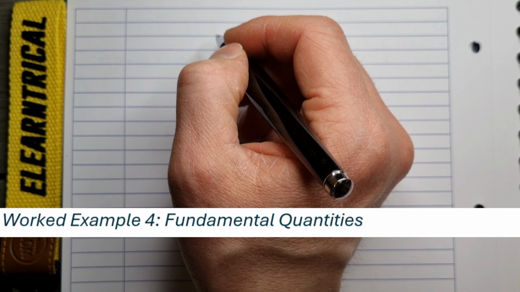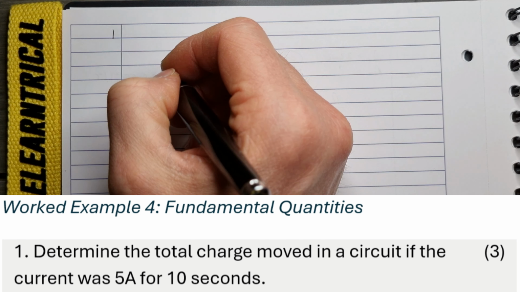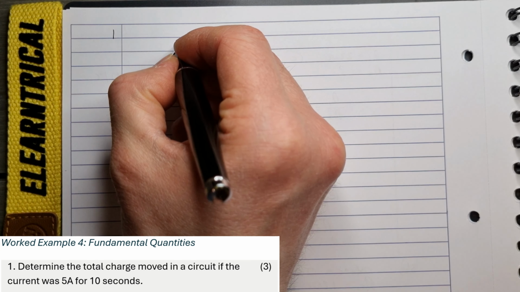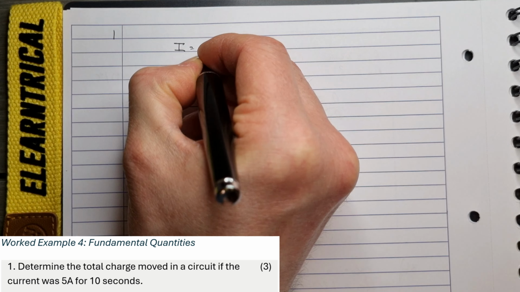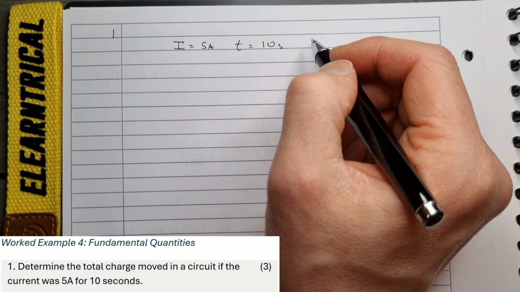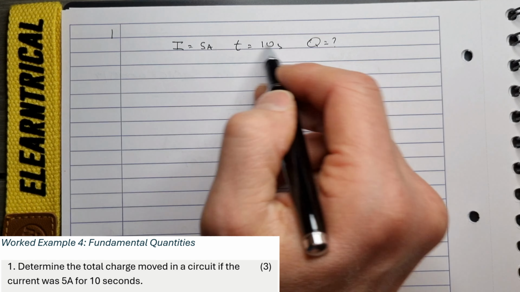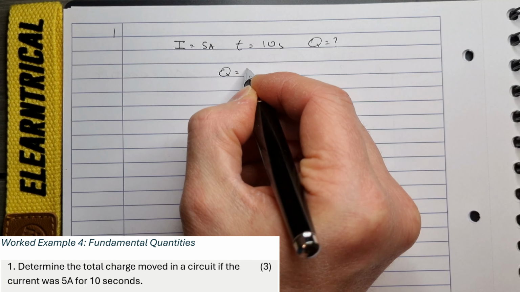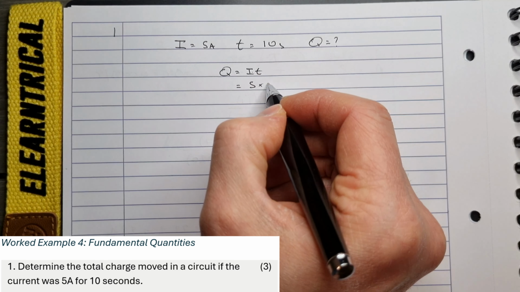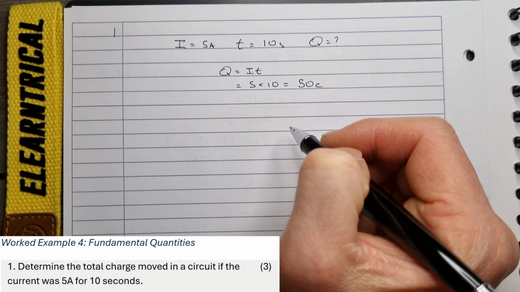Worked example 4, fundamental quantities, question 1. Determine the total charge moved in a circuit if the current was 5 amps for 10 seconds. So it's telling us that our current is 5 amps and the time is 10 seconds. We're trying to work out the amount of charge, Q. So the formula that comes to mind when we have these three terms is Q equals IT. So we can substitute our values in here, 5 times 10 seconds, and we get a charge of 50 coulombs.